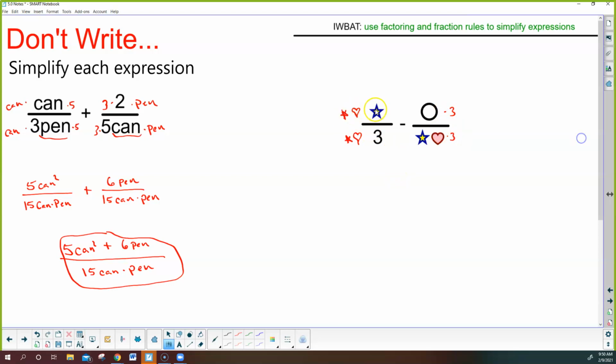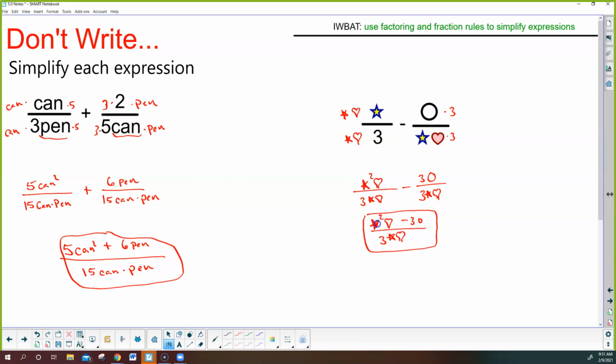So what do I get? I get star times star. So I can go star squared times heart. And you could write that as heart times star squared as well. And we usually write the numbers in front. And then I get 3 times the circle over 3 star heart. And you can see that the denominator is now the same, so I can keep the denominator. And then up top, we're just going to write star heart minus 3 times the circle.